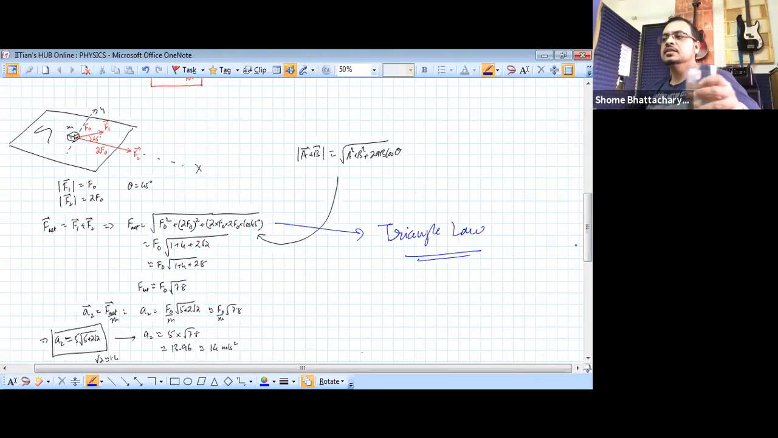Okay, so the main thing here you have to connect with the previous chapter. In the previous chapter, we learned vector addition by both methods: the triangle law for adding two vectors as well as the component algebra method. So either of the two can be used over here to calculate the net force, and from that you apply Newton's second law, that the net force is equal to the rate of change of momentum, or mass into acceleration in this case. Okay, people, so hope this is clear.